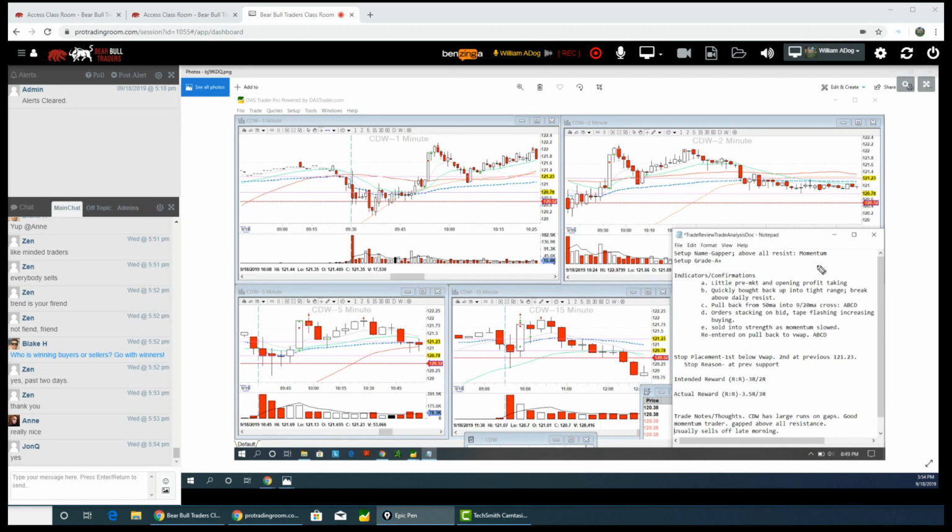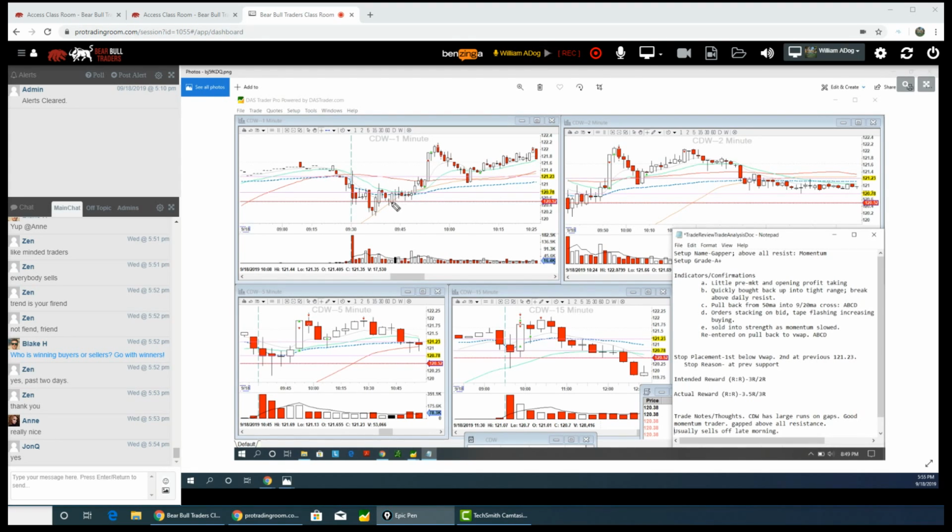Little pre-market and opening profit taking. Because it gapped up, so just a little dip, no problem. Quickly bought back up into a tight range, okay. Break above the daily resistance. Don't see the daily chart, so can't look at that. Pull back from the 50 into the 9 moving average cross.